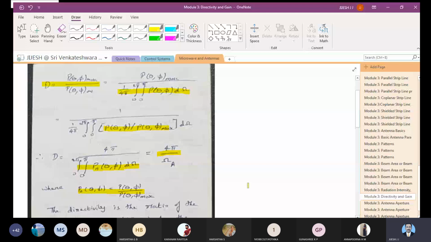So here what you have to understand: in the problems also, we'll be doing a problem to find out directivity. So you may have to use the equation 4 pi divided by omega A. So you have to first find out omega A, then substitute it and find out the directivity.